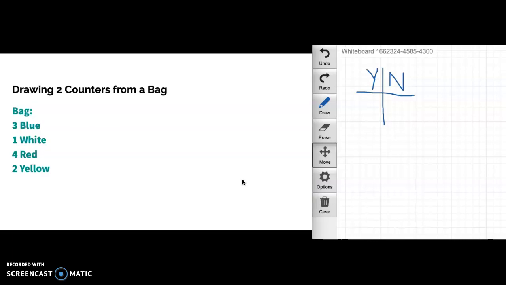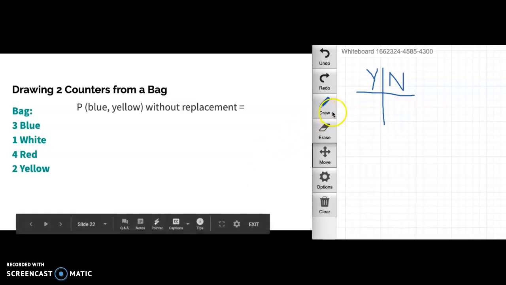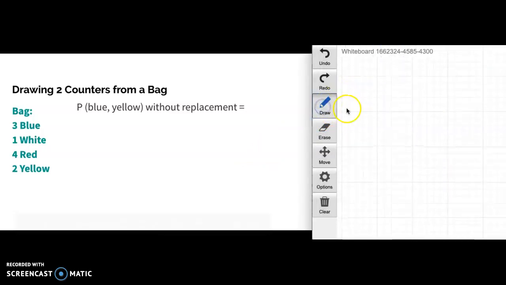Okay, so we're going to look first at what would happen if I had a bag full of some different counters, those little chip things. So in the bag we have 3 blue, 1 white, 4 red, and 2 yellow counters. And I want to know what the probability is of drawing a blue counter and then a yellow counter without replacing. Okay, meaning I'm going to draw the first counter and then leave it out of the bag when I go to draw the second one. Okay, so I'm going to do the work over here on my whiteboard.